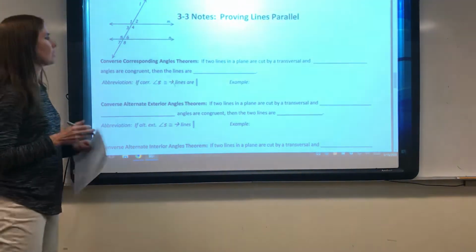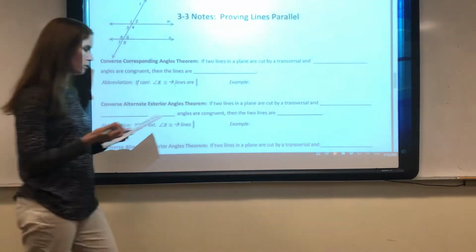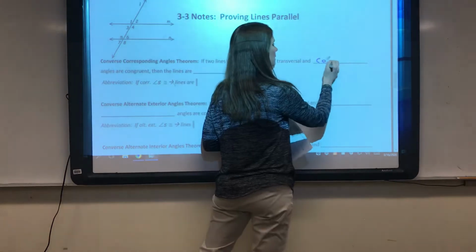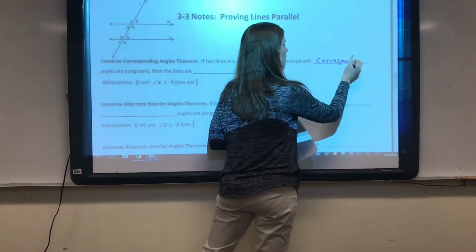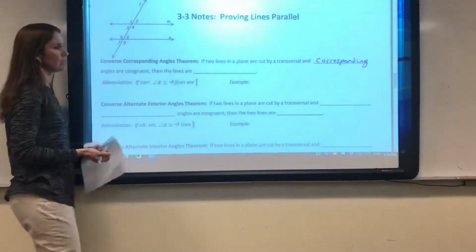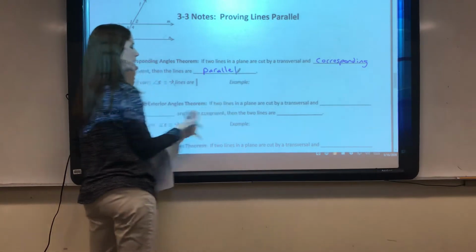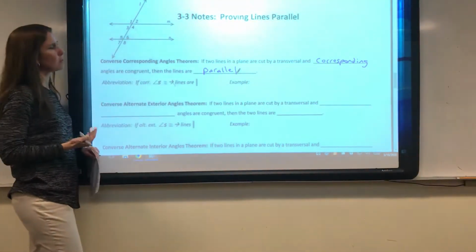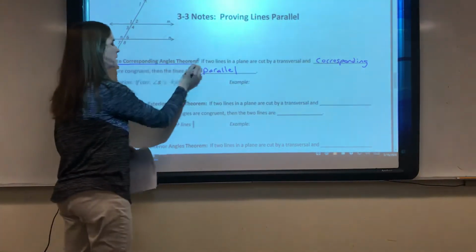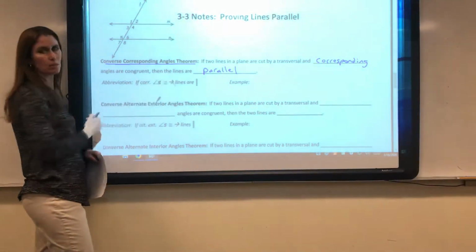2. So the converse of the corresponding angles theorem says if two lines in a plane are cut by a transversal and corresponding angles are congruent, then the lines are parallel. Okay, here's the abbreviated version. They already have that for you this time, so you don't have to write that this time. And again, it says if corresponding angles are congruent, then the lines are parallel.